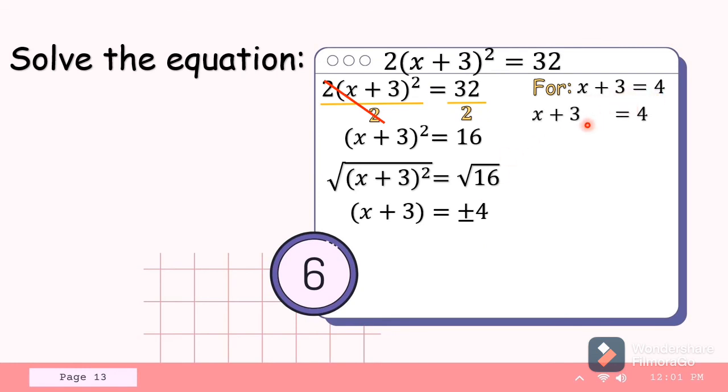Again, let's eliminate 3 by subtracting 3 on both sides. So, 3 minus 3, that will become 0. 4 minus 3, that will become 1. So, our x here is 1.